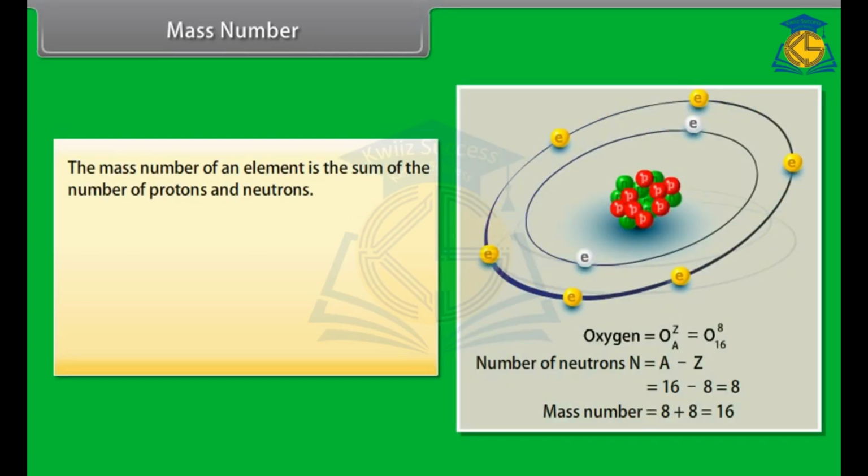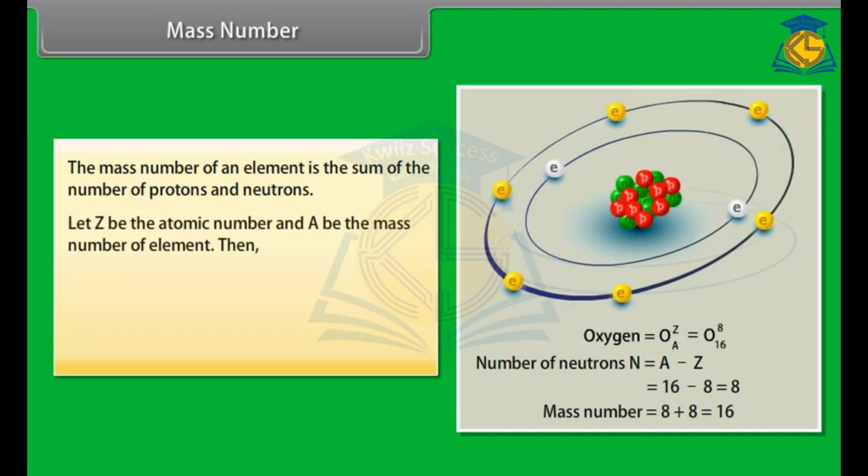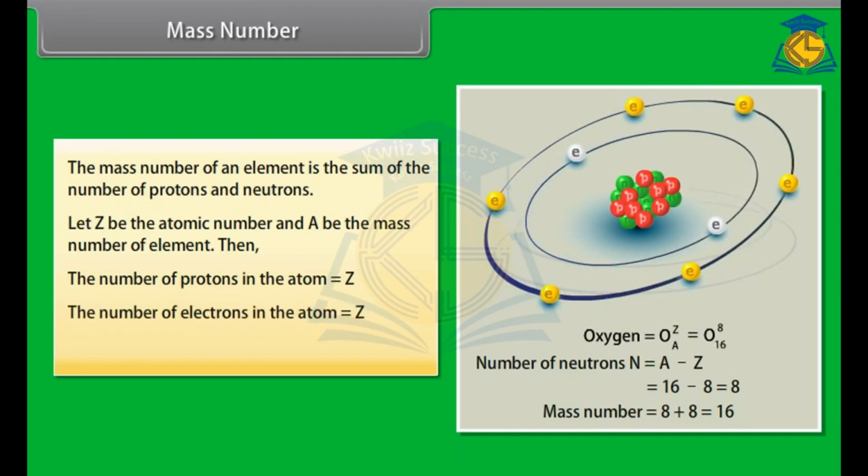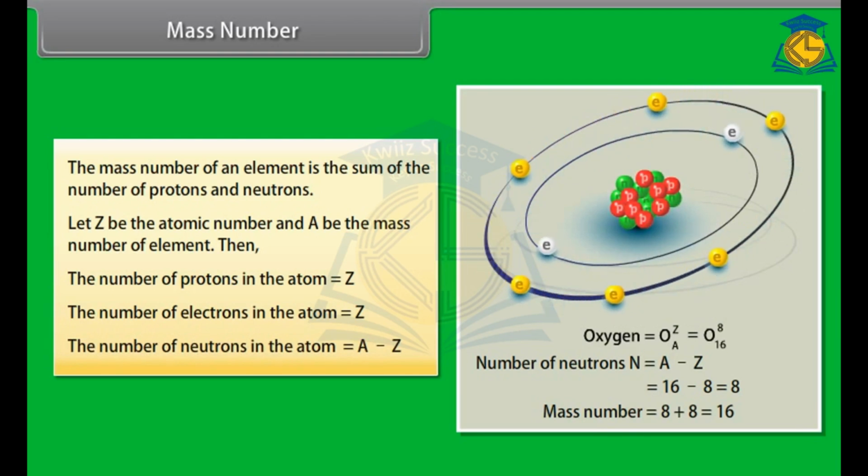Mass number. The mass number of an element is the sum of the number of protons and neutrons. Let Z be the atomic number and A be the mass number of the element. Then the number of protons in the atom is equal to Z. The number of electrons in the atom is equal to Z. The number of neutrons in the atom is equal to A − Z.